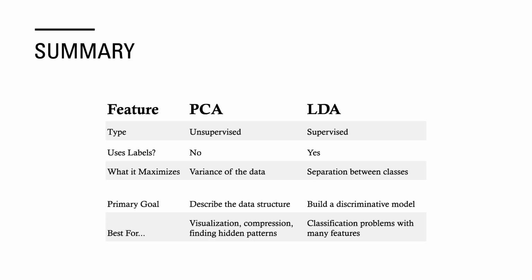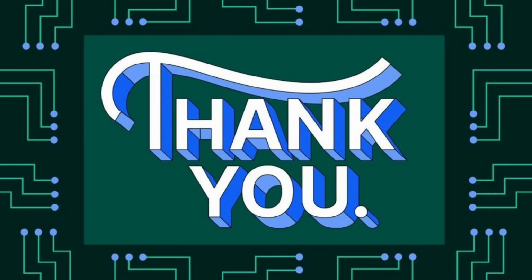So, short summary, PCA is unsupervised, LDA is supervised, which means PCA does not use labels, LDA uses labels. PCA maximizes the variance of the entire data set. LDA maximizes the separation between classes and minimizes the variance within the class. And the goal of PCA is to describe the data structure. LDA is to build a discriminative model. PCA is best for visualization, compression, or finding hidden patterns, while LDA is for classification problems with many features.